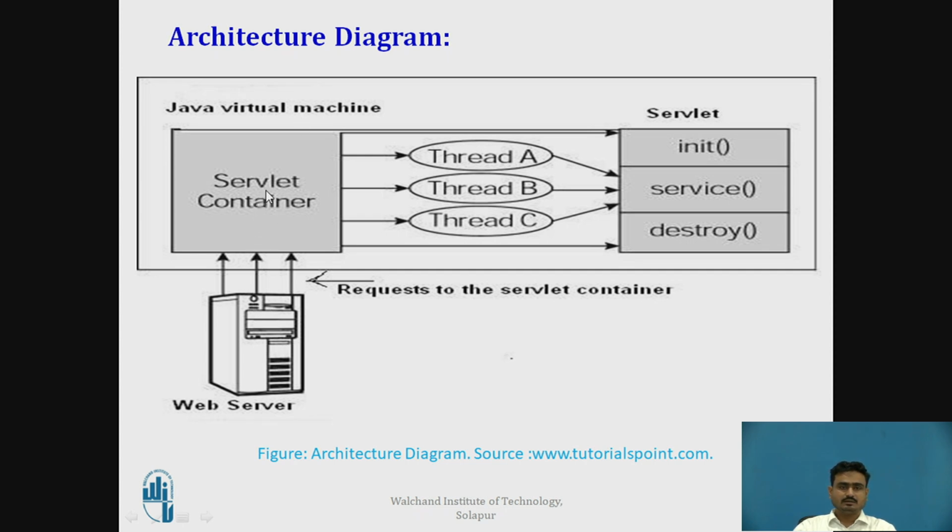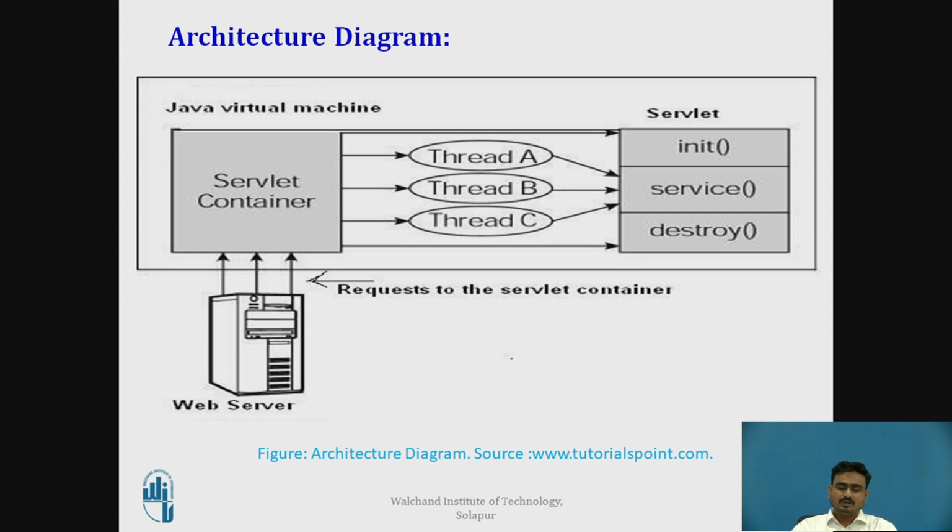In the web servlet container, the HTTP request from the client will be taken, and the servlet container is going to create the services for each of the requests. Basically, for each request a new thread will be created: thread A, thread B, thread C. We know that a thread is a lightweight process. When you call any request, one thread is created. So here thread A, thread B, thread C are going to invoke the service method.